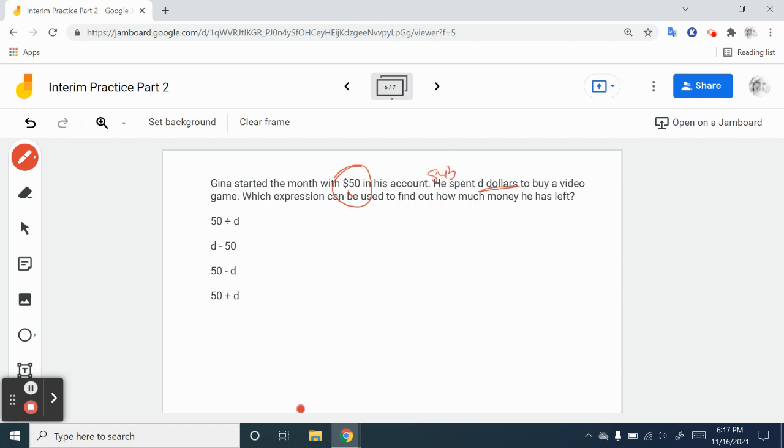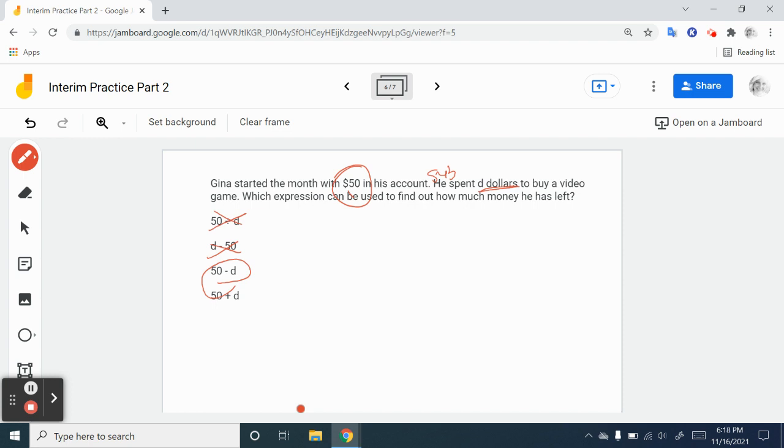So if he started with 50 and he's taking out D, it's definitely not this one, because that would be 50 divided by D. That would mean like he took out D a bunch of times or something. D minus 50 would mean that he started with some dollars and he took out 50. But this says he started with 50 and he took out D. So it's not this one. So this one, 50 minus D, starts with 50 and he takes D out. That one makes sense. I'm just going to double check this last one though.